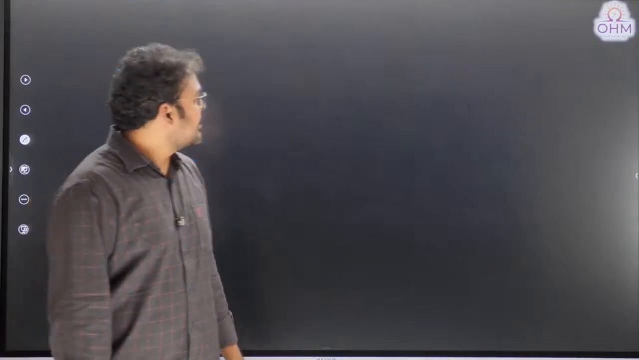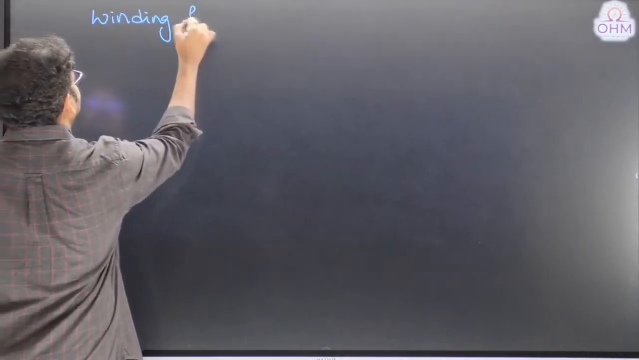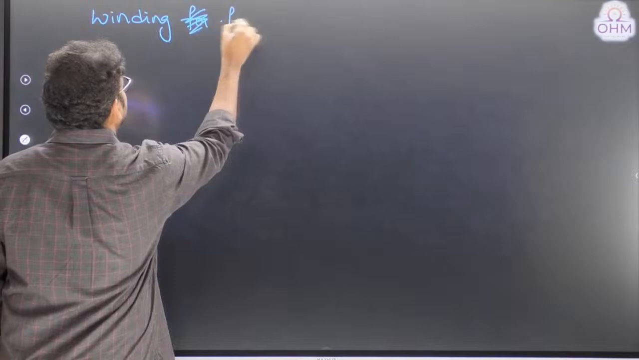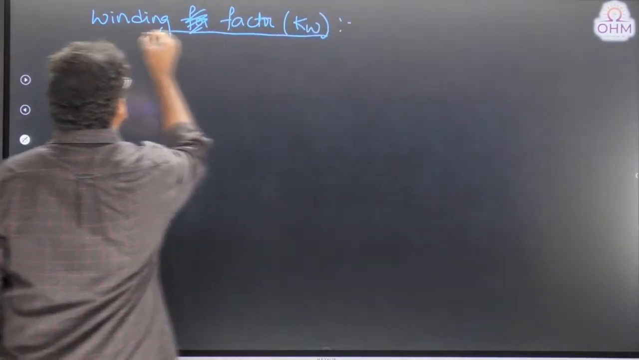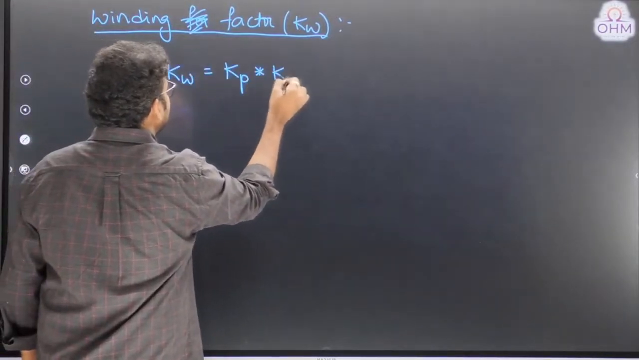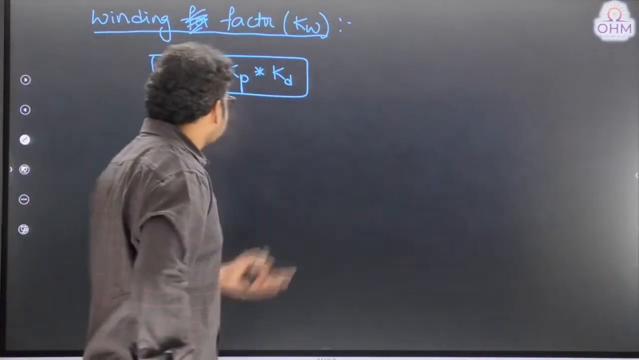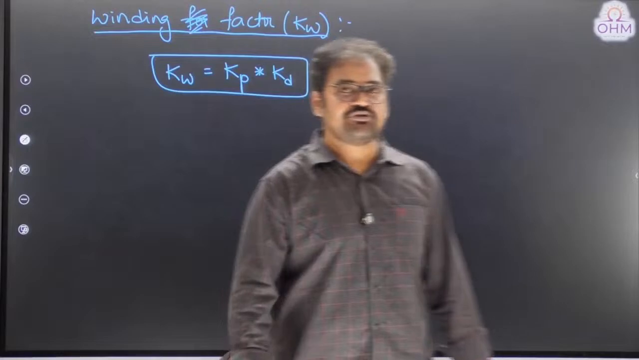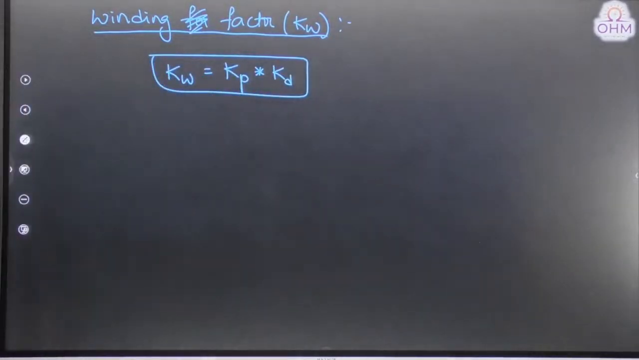Now, once we know distribution factor and pitch factor, we can write down the winding factor formula. Winding factor is represented with the letter Kw. So Kw is equal to pitch factor multiplied by distribution factor. If you multiply both of them together, then you will get the winding factor. So this is the terminology about armature winding. Understand?